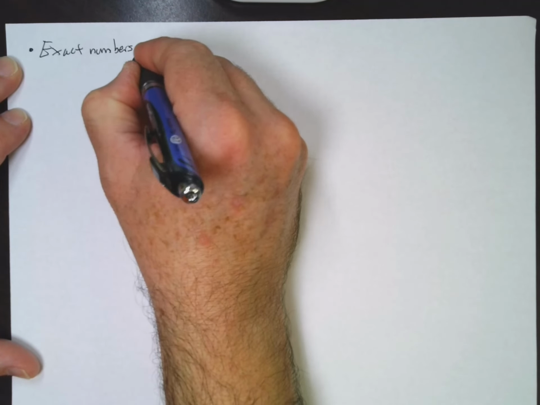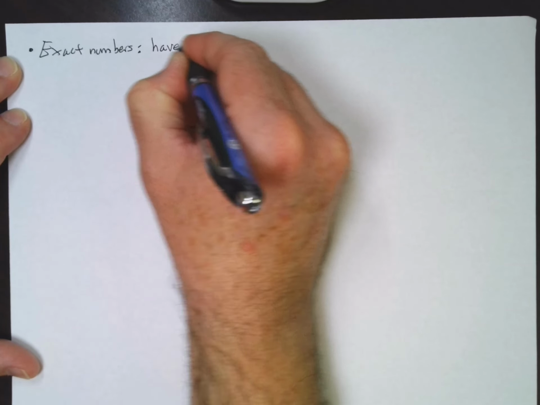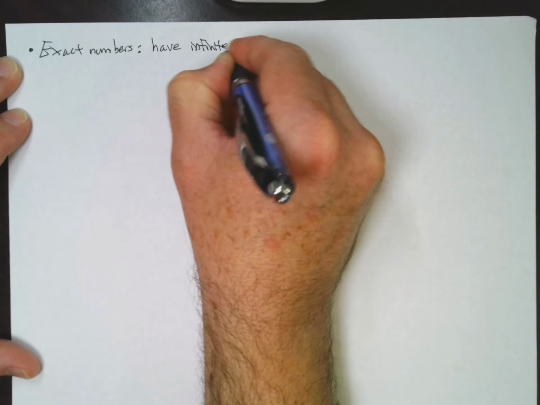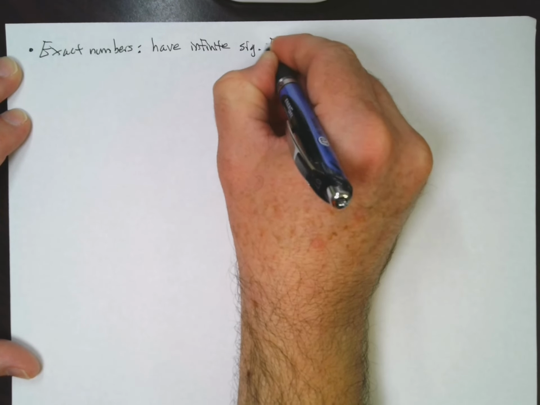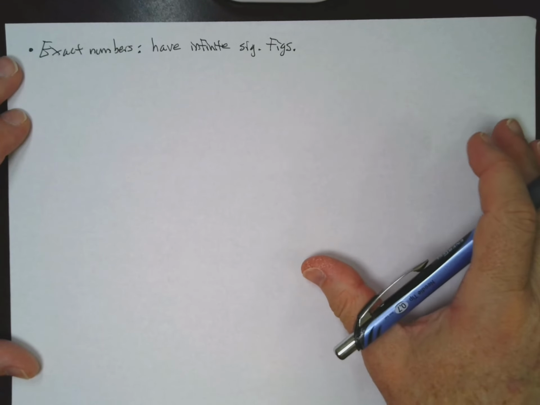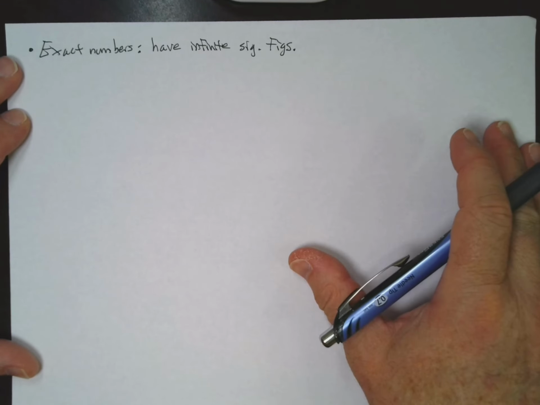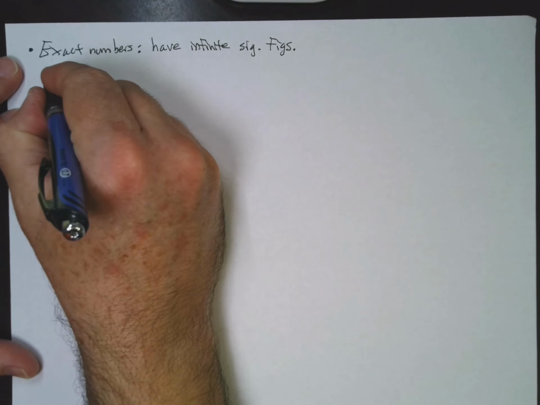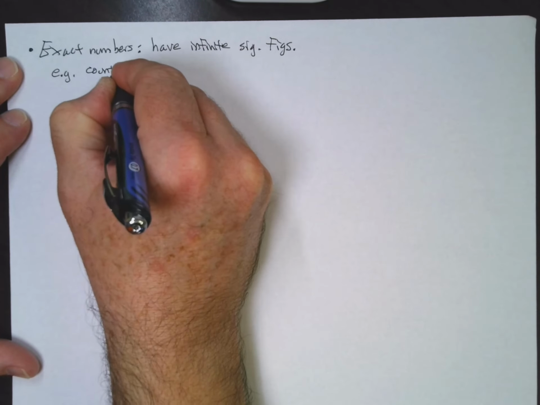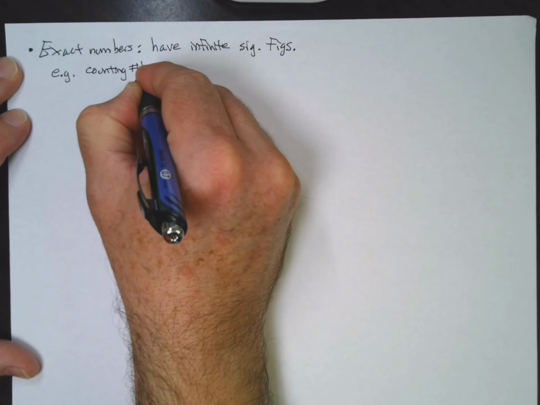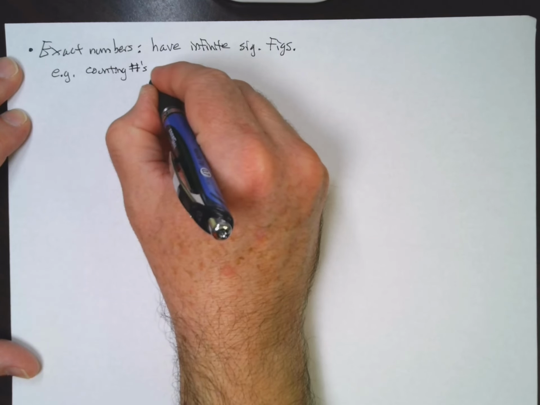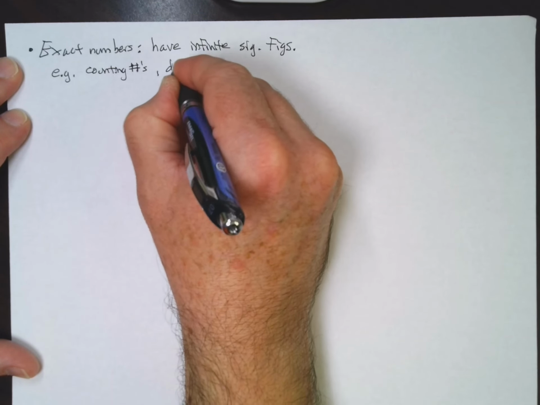And exact numbers have infinite significant figures. That is, they have as many sig figs as you need to do a calculation. Examples of these include counting numbers. I'm going to abbreviate numbers with the pound sign here, number sign. Counting numbers and defined numbers.